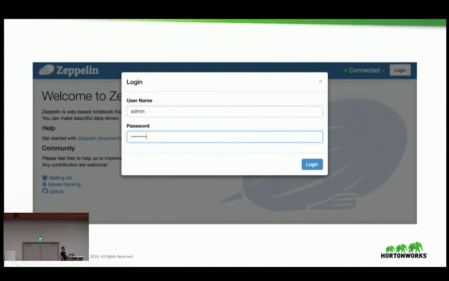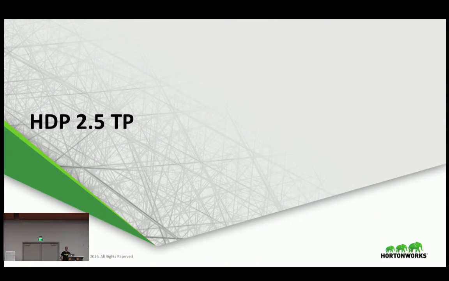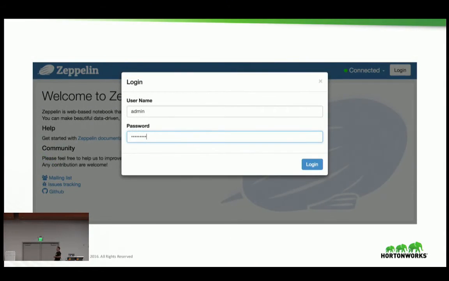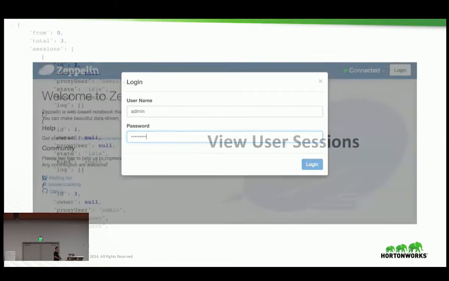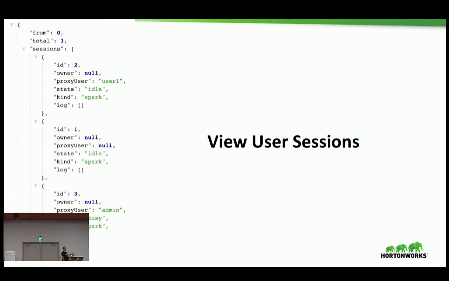So, tech preview, HDP 2.5, for those of you who've heard about the announcement. A few things coming up: security via Livy server and then a Kerberos cluster. So now you'll be able to log in and have your notebooks securely stored, and each user will have access only to their own notebooks. And you can view user sessions behind the scenes.